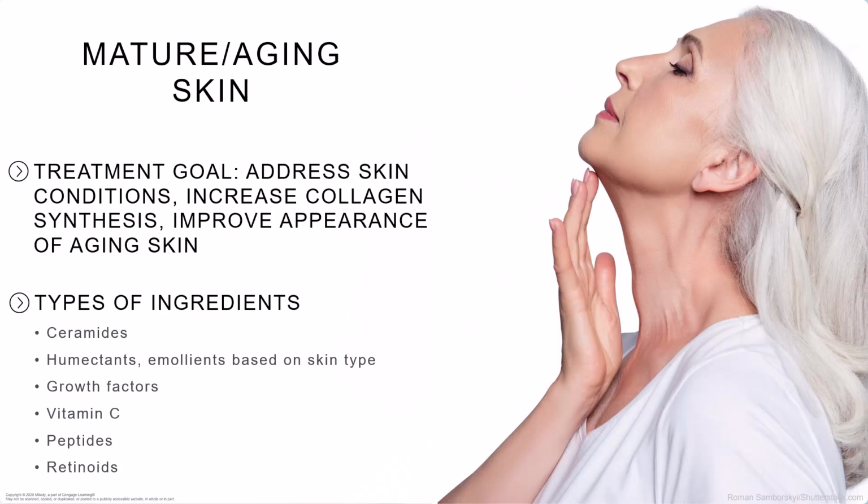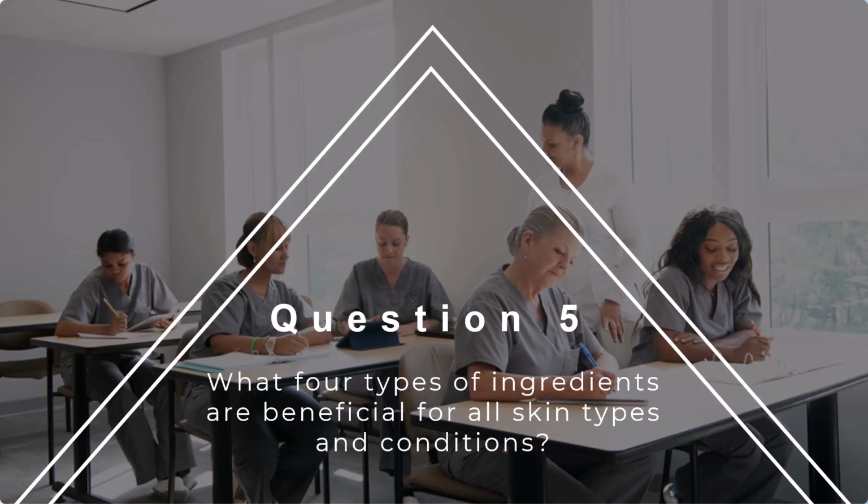Mature and aging skin can suffer from many conditions, including dryness, dehydration, inflammation, and hyperpigmentation. In addition, lines and wrinkles, sagging skin, and sun damage can also be visible. So the key ingredients are going to help increase collagen synthesis and improve the appearance of the aging skin. Some also have potent properties to restore, rejuvenate, and protect cell membranes. So types of ingredients would be ceramides, humectants, and emollients based off their skin type, growth factors, vitamin C, peptides, and retinoids.